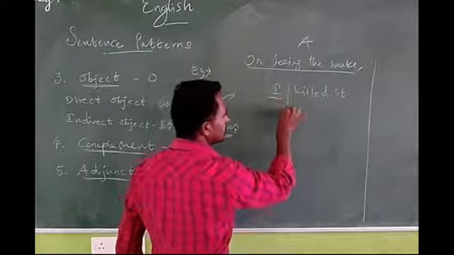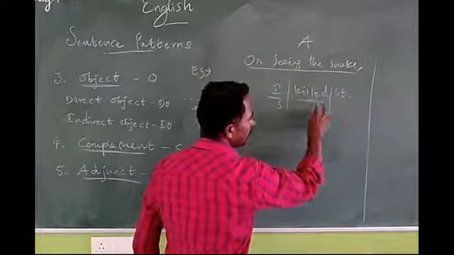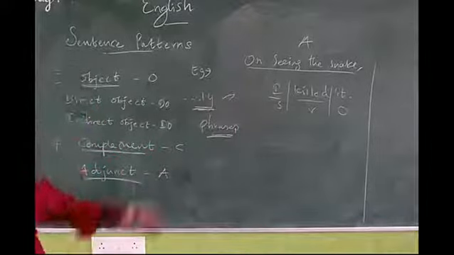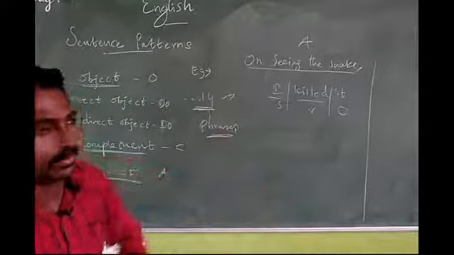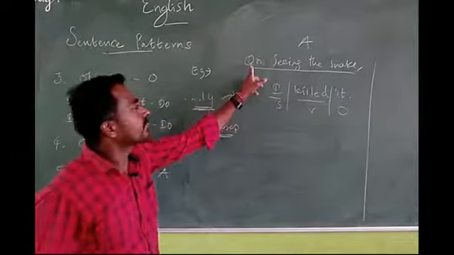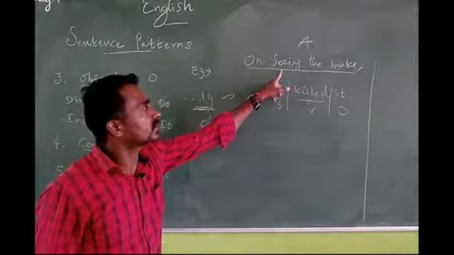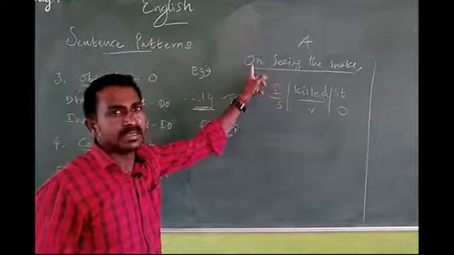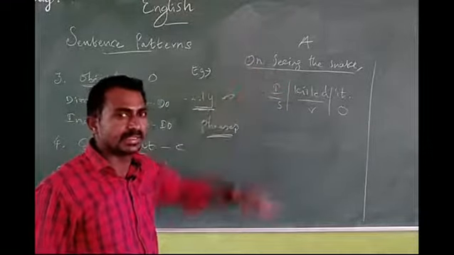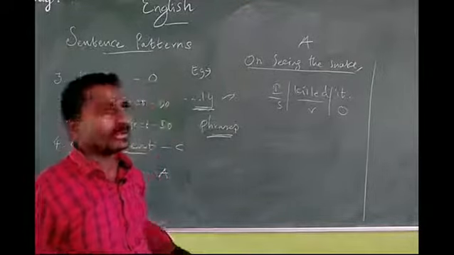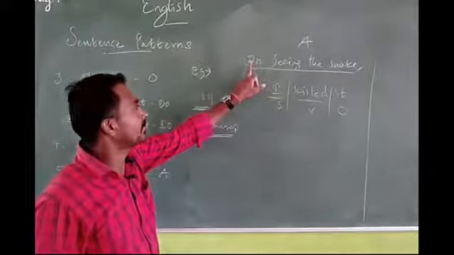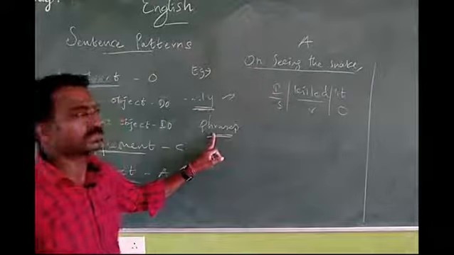I is the subject. Killed is the main verb, followed by an object. So what is the given pattern? A, S, V, O. ASVO. That is called a phrase. I mean, see, the preposition words come before the words: in, on, at, over, above, under, beside, besides, beneath, down, like that, etc. So we can easily identify the preposition with the word. That is called a phrase, the preposition words.